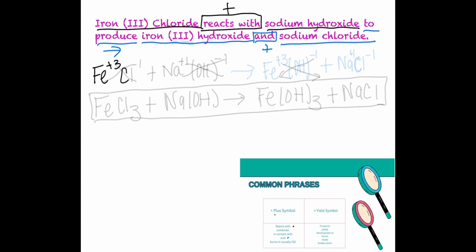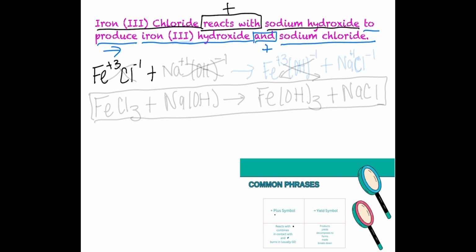Chloride's element symbol is Cl, and its oxidation number is -1. We've already written here that when we see reacts with, that means that we're going to write a plus sign. Do you notice what I'm doing? I'm writing the element symbol and I'm writing the oxidation number first.